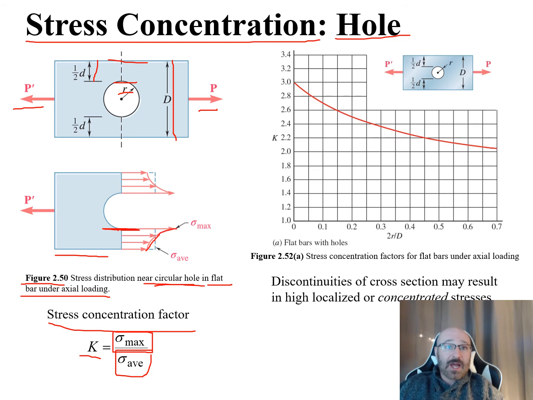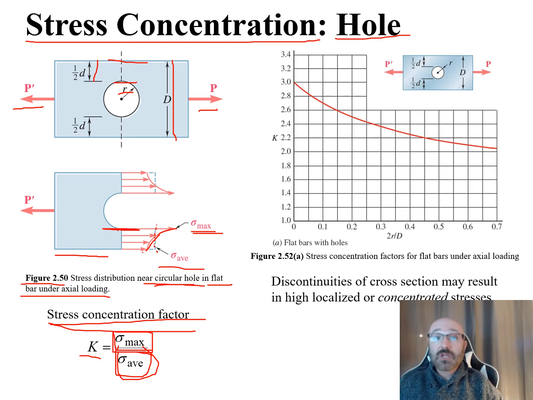Now this dotted line down the center right here is our average stress. We can see here's our minimum right there on the edge. Here's our max as we get right up touching the edge of that hole. And these are the two values that we'll be using to find the stress concentration factor, K, where we have our sigma max divided by our average stress, sigma average.